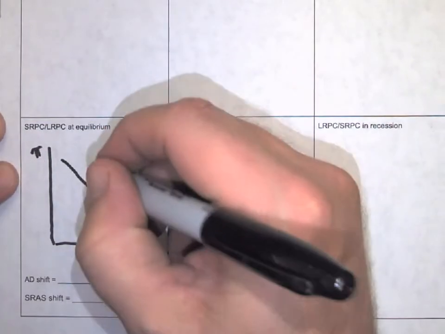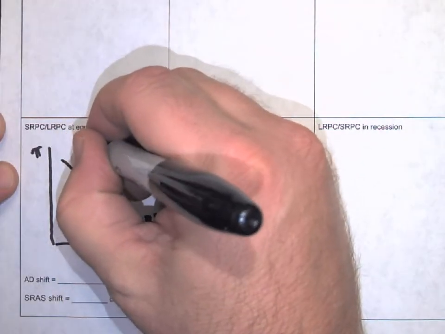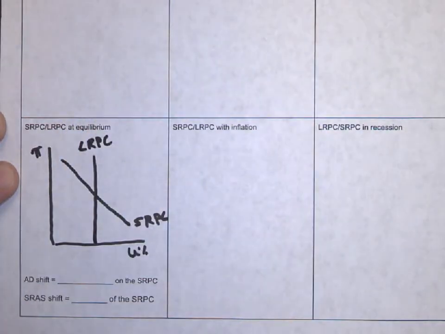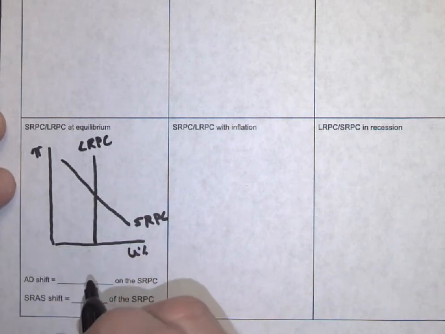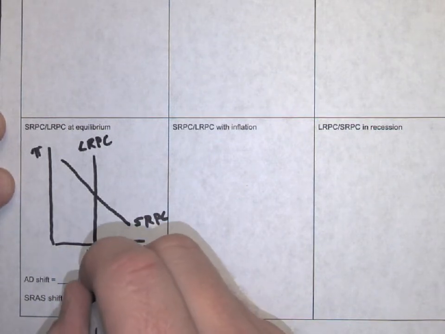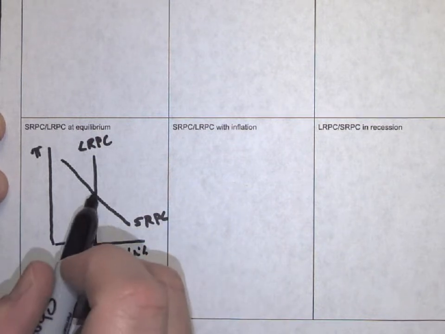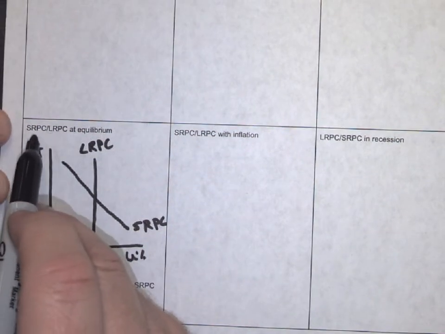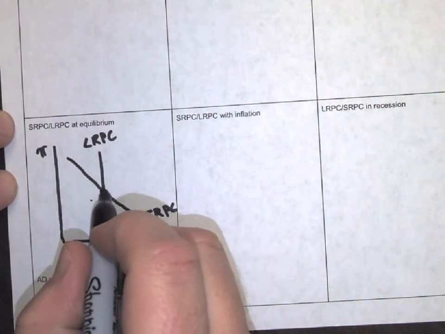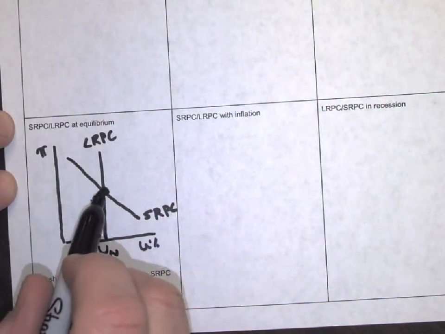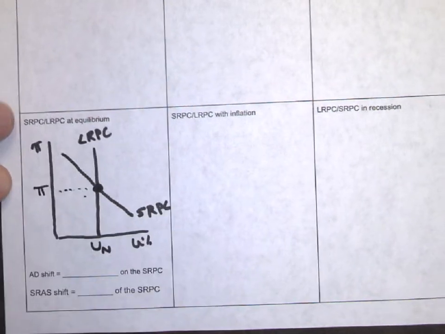Okay, later on, we're going to get the long-run Phillips curve, and that's going to show us that in the long run, there's no trade-off between unemployment and inflation, and this exists at the natural rate of unemployment. So, whenever we have the SRPC, the short-run Phillips curve, and the long-run Phillips curve at equilibrium, that means that we have an intersection and a certain level of inflation.